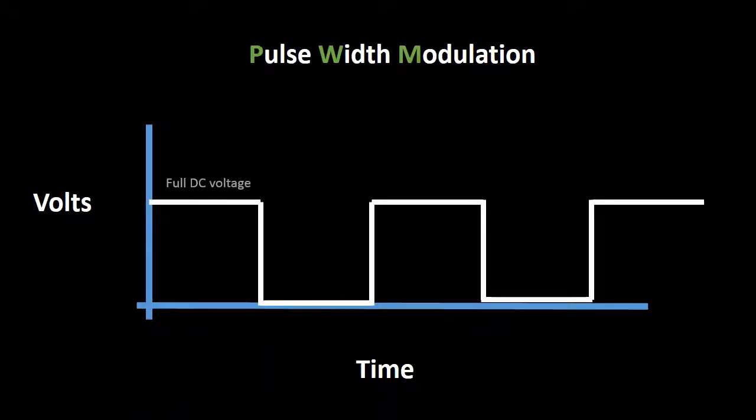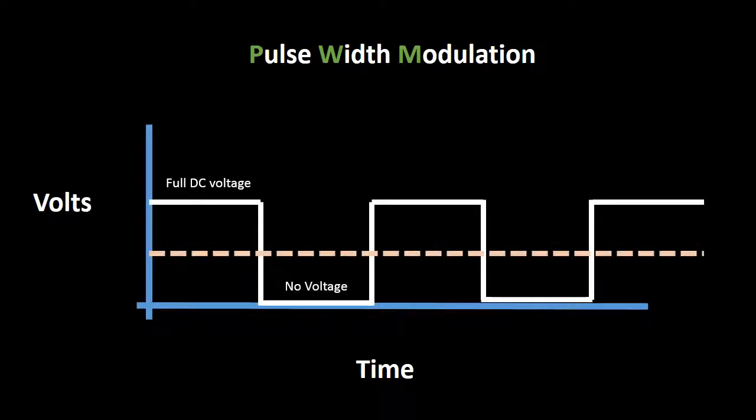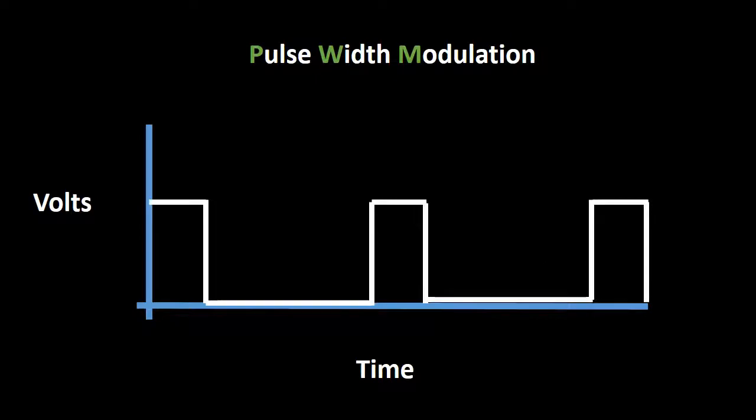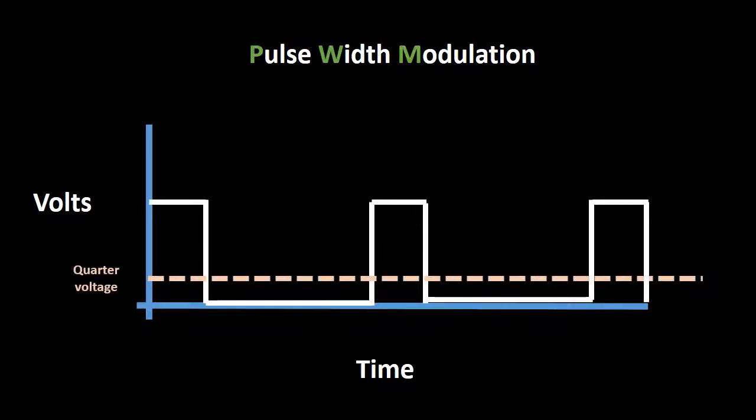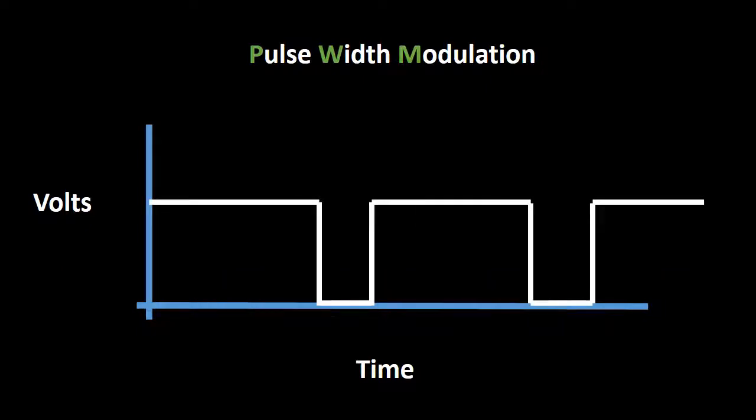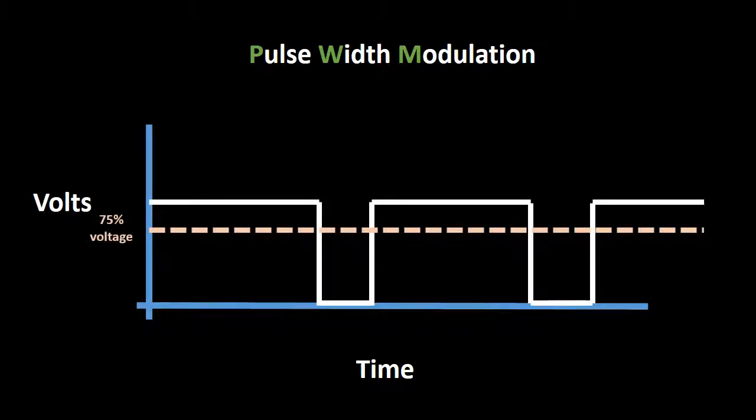If we were to switch a DC voltage on and off at even intervals over and over again, the average voltage would work out to be half of the input DC voltage. If we now switch the DC voltage on for only a quarter of the time and off for 3/4 of the time, our average would now be a quarter of the DC input. If we now switch it on for 3/4 and off for the remaining quarter, the average rises to 75% of the DC input. By changing the ratio of on time to off time, or pulse width, we change the average voltage output.